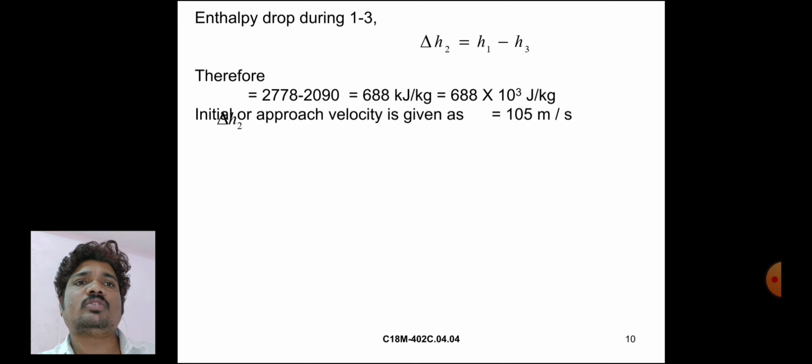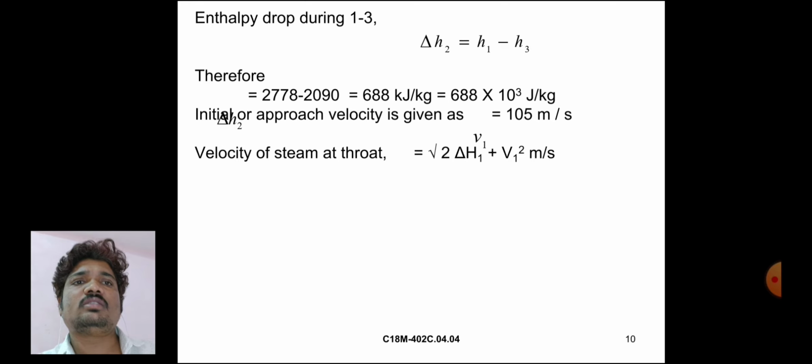Initial or approach velocity is given: V1 is equal to 105 meter per second.